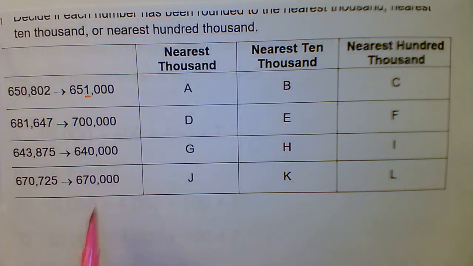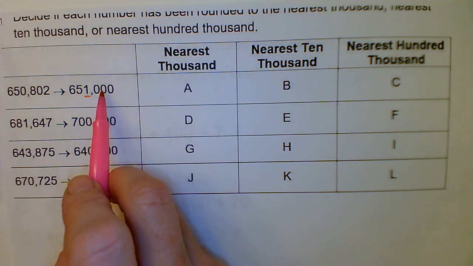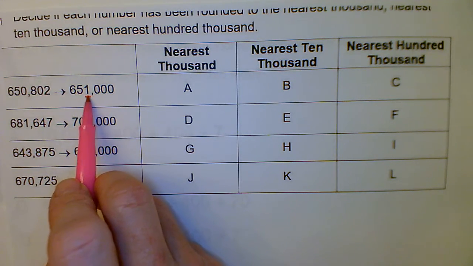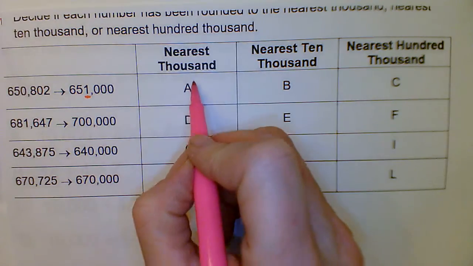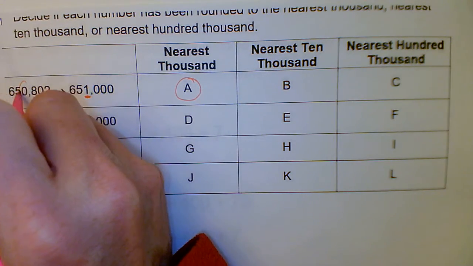Where is your first non-zero if you start from the right? So my ones have a 0, my tens have a 0, my hundreds have a 0, my thousands have a 1 in it. So I'm pretty sure I rounded to the nearest 1,000. You could, of course, always go ahead and round that number to the nearest 1,000 and see what you get. So I would circle my 1,000.